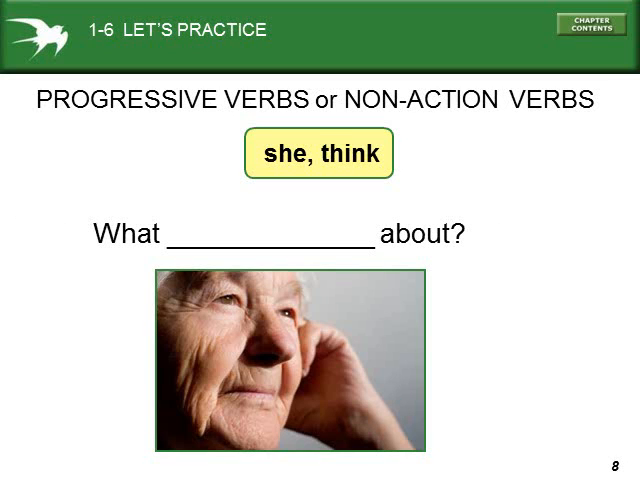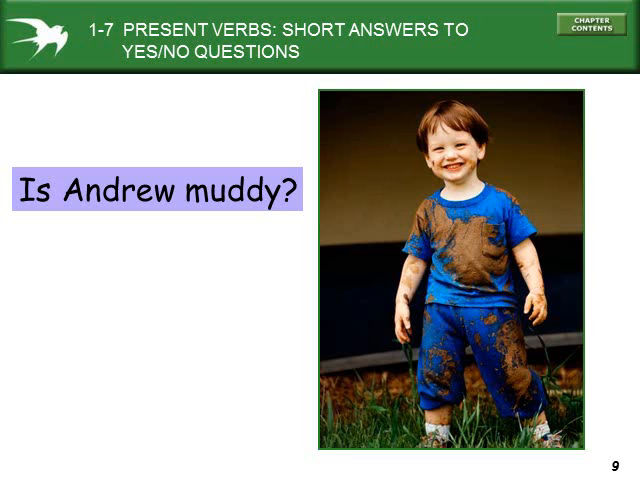In this case, we look at the woman and we want to think, is this question asking about her opinion, or is it about what the thoughts are that are going through her mind? In this case, it's the thoughts that are going through her mind. What is she thinking about? It's an action verb. Okay, and this goes on to the next section, 1-7.